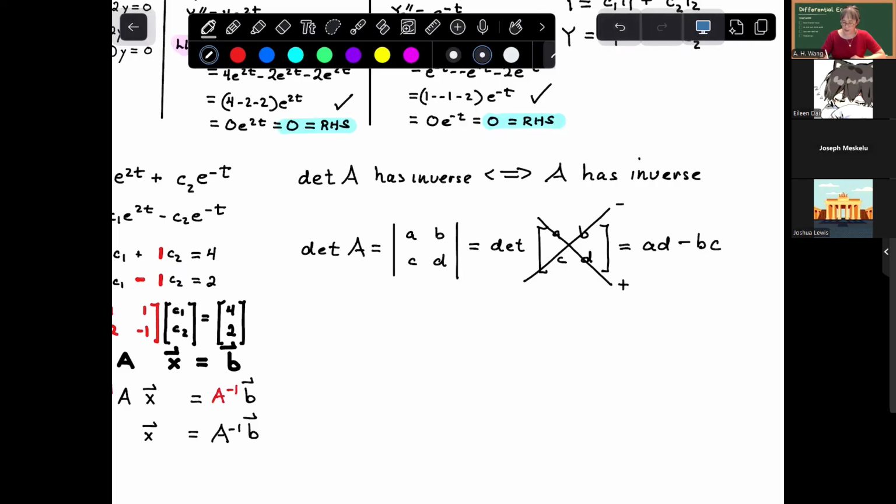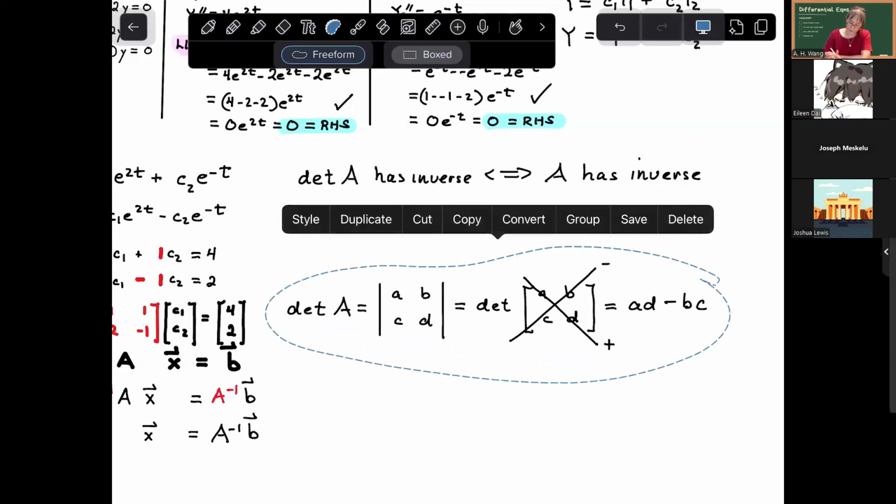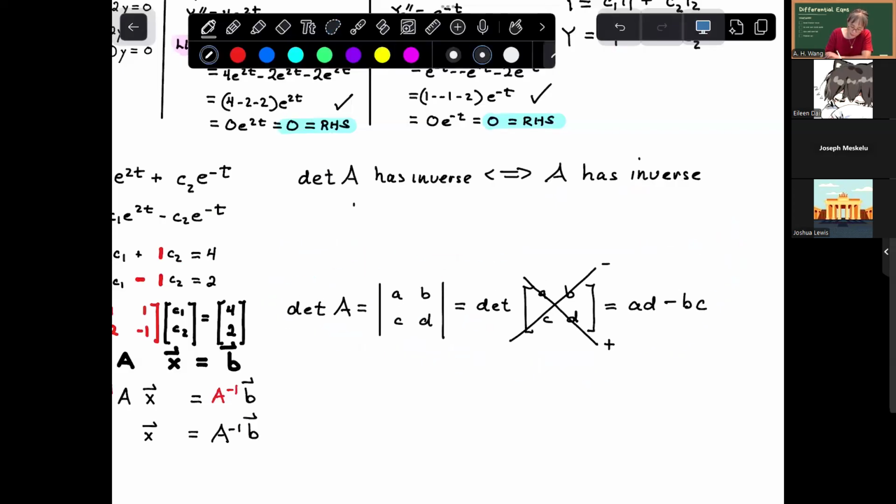Notice that this is a number. Now, what is the only number that does not have an inverse? What's the only number you cannot divide by? 0. Exactly. So if the determinant does not equal 0, everybody else has an inverse. Only 0 does not have an inverse. If it's not equal to 0, then A has an inverse, and so you have A inverse.